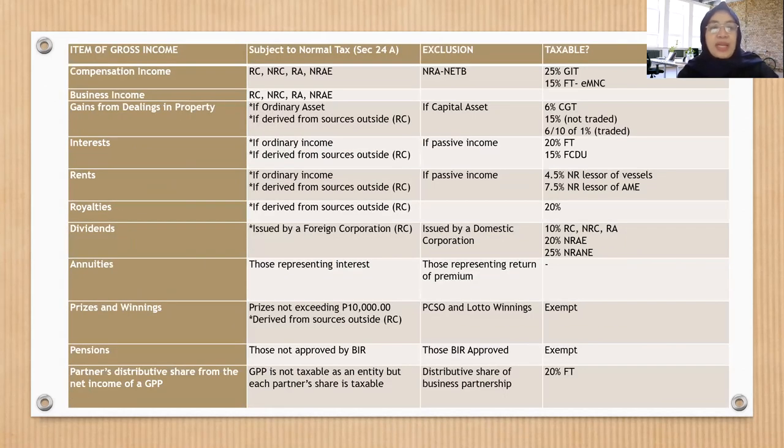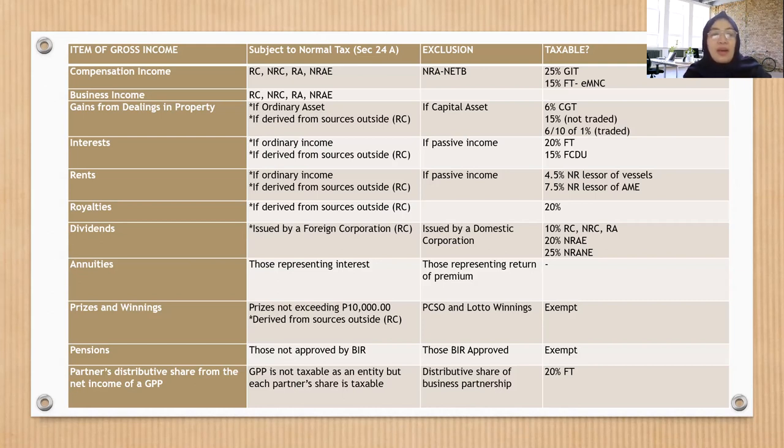So kanina sinabi ko, these are the types of gross income, and these are subject to normal tax. And there are similar items in your items of gross income that are excluded, no? Excluded from normal tax, but they are also taxable in a different manner. So that's how I arrange it.